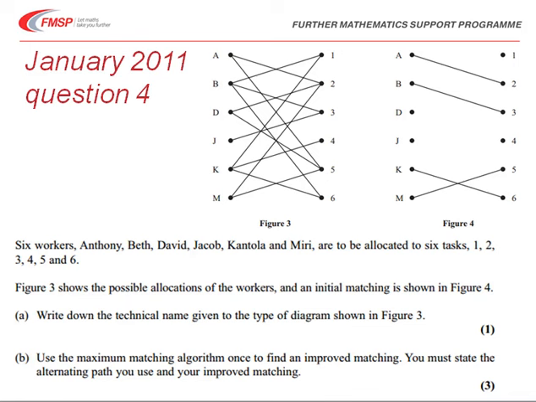In part A, we're asked to write down the technical name given to this type of diagram, and then in part B to use the maximum matchings algorithm once to find an improved matching. And we're asked to state the alternating path we use and our improved matching that we find.